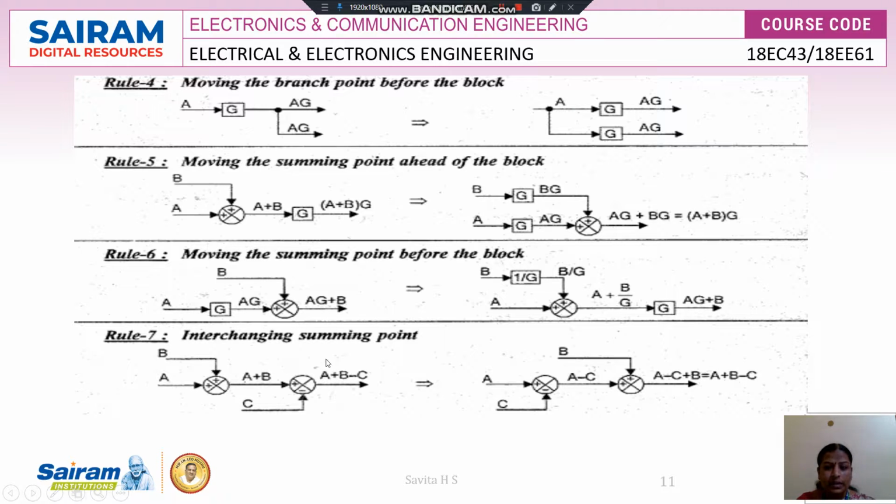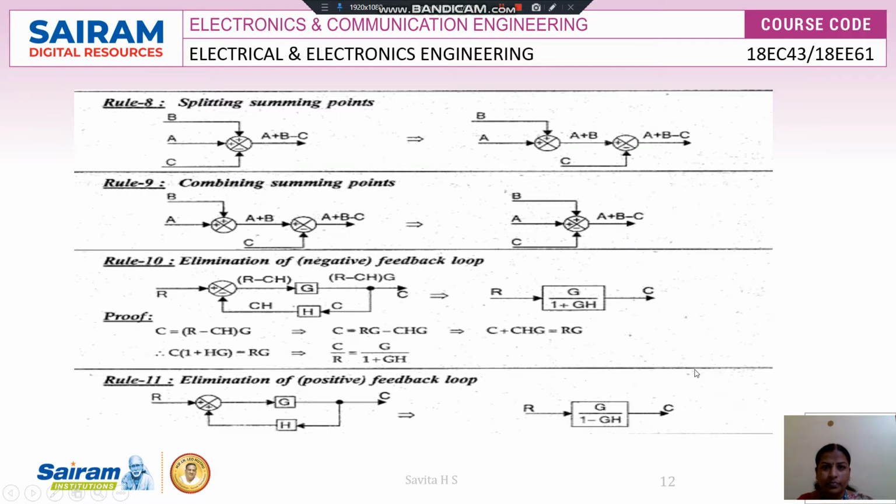And interchanging the summing point. Now I need to interchange the summing point. First A is the positive input and here C is the negative input. The output of this will be A minus C, and one more input B I need to write, because we have A plus B minus C. So one more summing point I have written and the B value is positive. So I will get A minus C plus B, or else I can write A plus B minus C. Now next one, splitting the summing point.